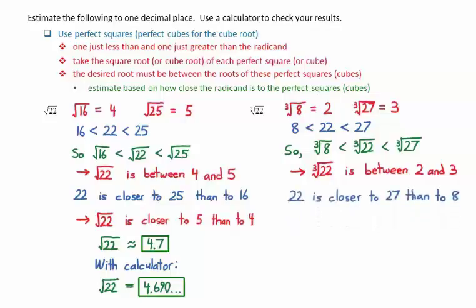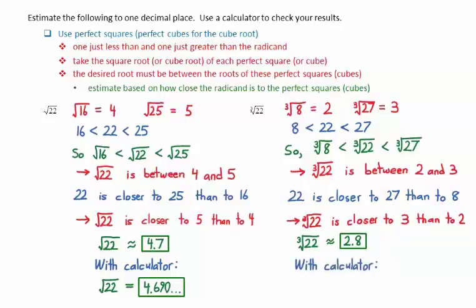However, 22 is closer to 27 than it is to 8. Therefore, the cube root of 22 must be closer to 3 than it is to 2. A decent estimate then of cube root of 22 is about 2.8. Plugging this into a calculator, we end up with the cube root of 22 equals 2.802. Again, a very good estimate.